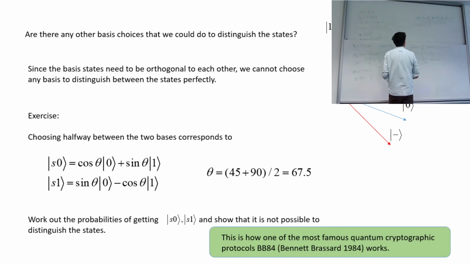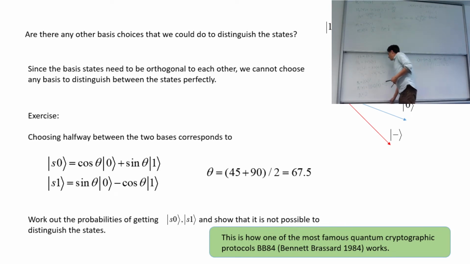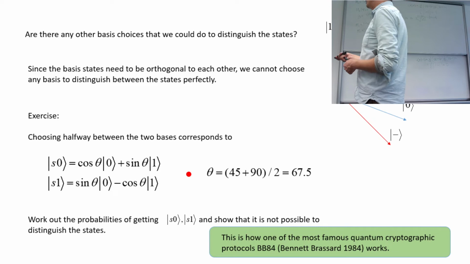Well, maybe I can just sketch it because I think you guys mostly get the point now. So suppose the state that we're trying to measure is, say, 1. This one here. And suppose we're going to use this S0, S1 basis with, say, this angle here.